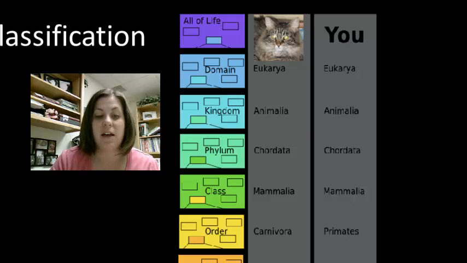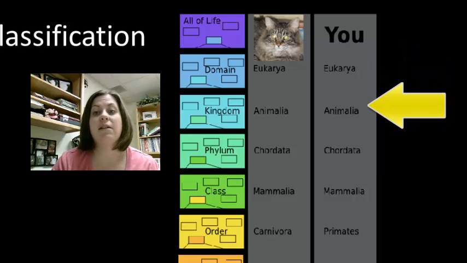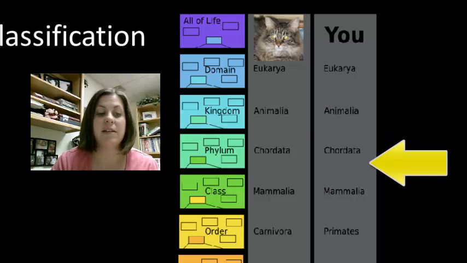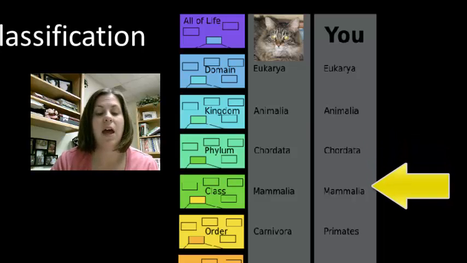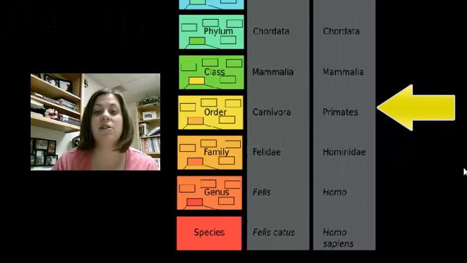You can see that a cat and you as a human are in the same domain, Eukarya. We're also in the same kingdom, Animalia. The phylum is also the same, Chordata, because these are characteristics we share with cats. Class Mammalia is also the same. But after class, you see that we have a difference that starts to come. This is where our shared characteristics end.